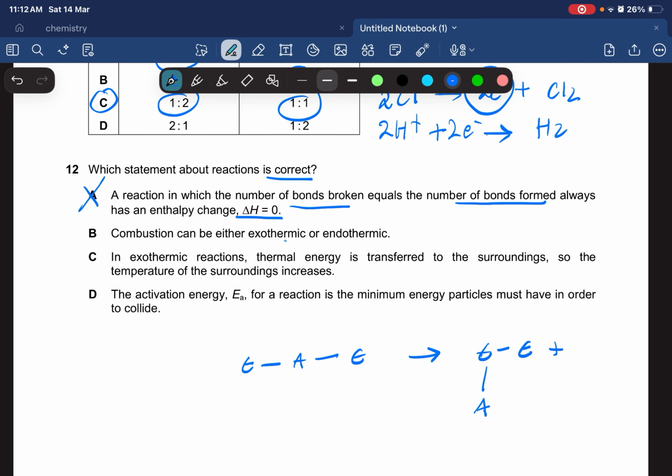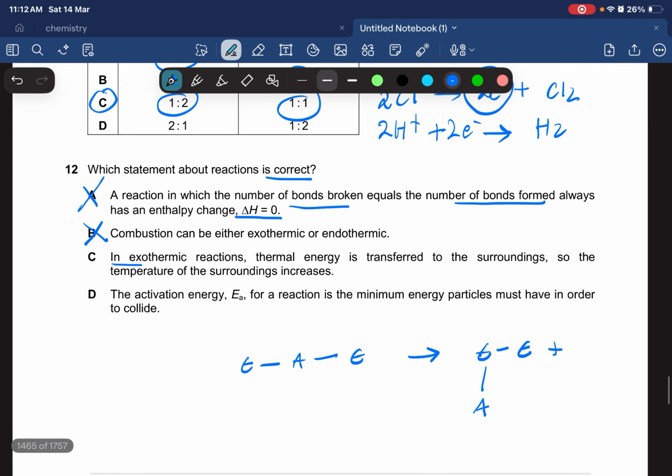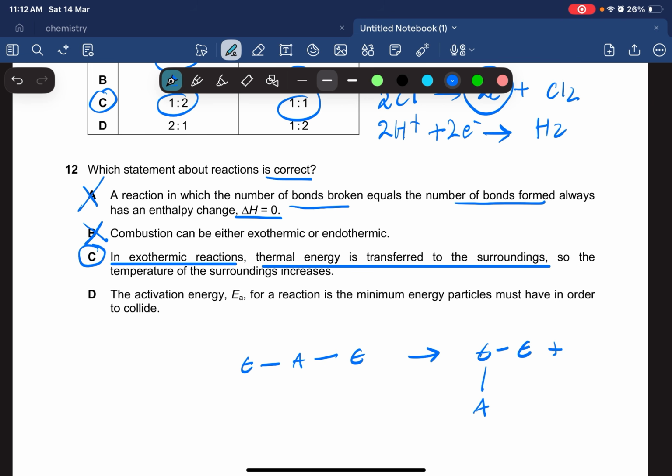Combustion can either be exothermic or endothermic? Combustion is always exothermic because it always releases heat energy. In exothermic reactions, reactions that are going to release heat energy, thermal energy is transferred to the surroundings, so the temperature of the surroundings increases. Yeah, that's correct. If you have an exothermic reaction, what's going to happen? The temperature of the surroundings is going to increase, and if you have an endothermic reaction, it's going to decrease.